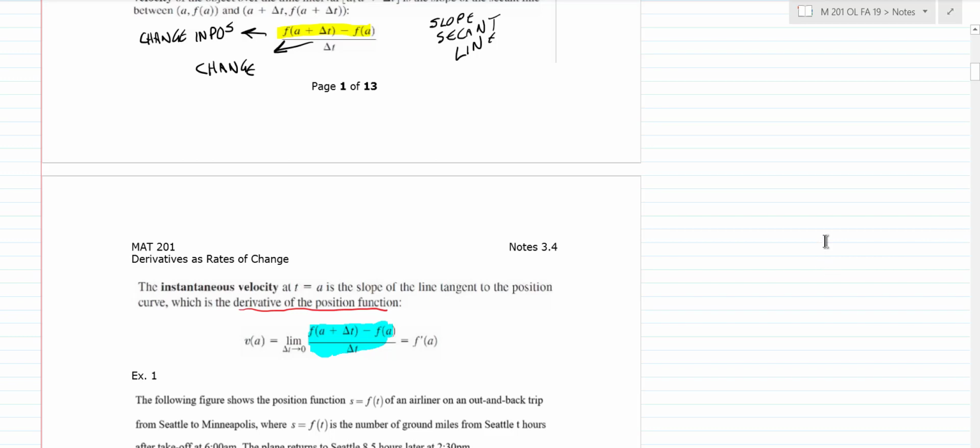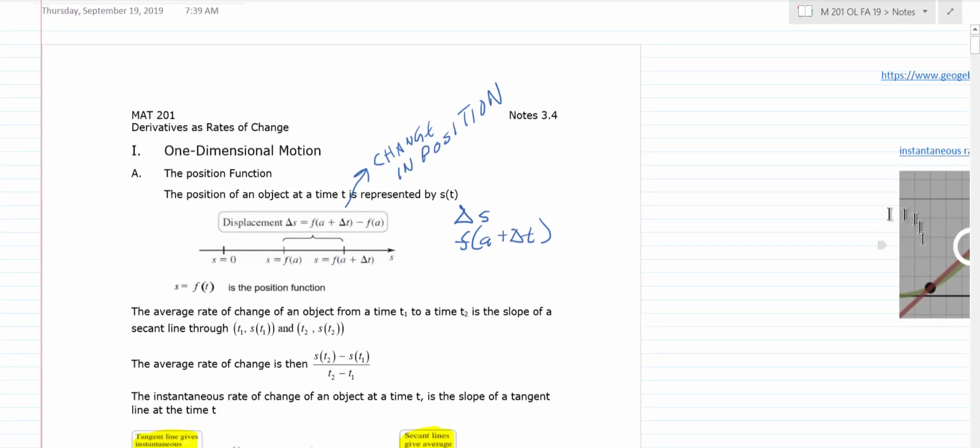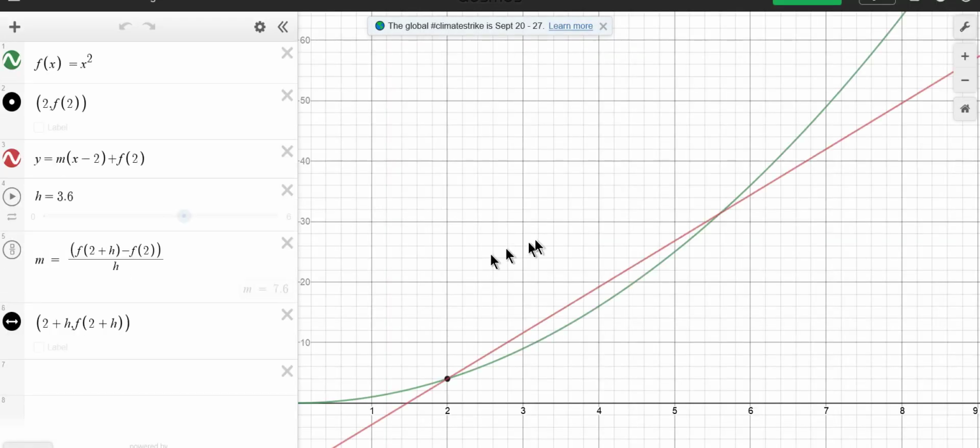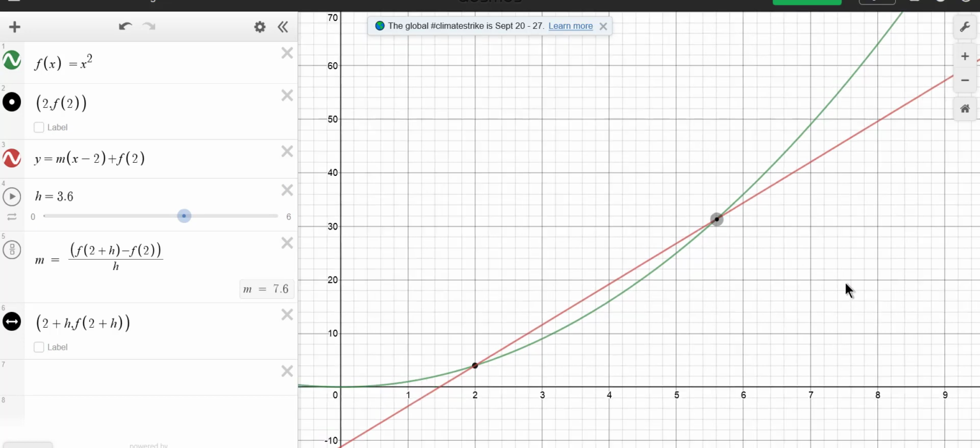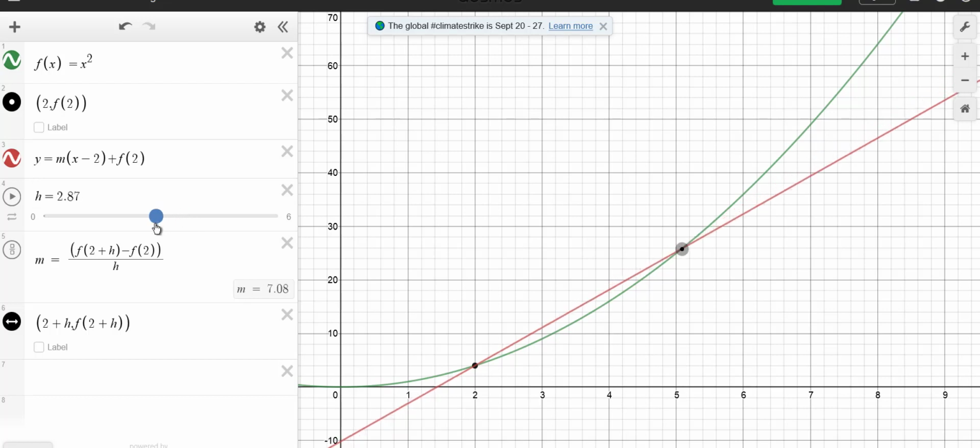And we've talked about that, and I'm going to show you one thing on this applet here. Let me open this up for a second. This is Desmos, another really good applet generating tool that you can manipulate. Right now this is an average velocity because we're finding the slope of a secant line. And right now h is 3.6, so I'm moving from 2 out 3.6 units. If you watch this, I'm going to take this slider like this, and h is getting smaller.